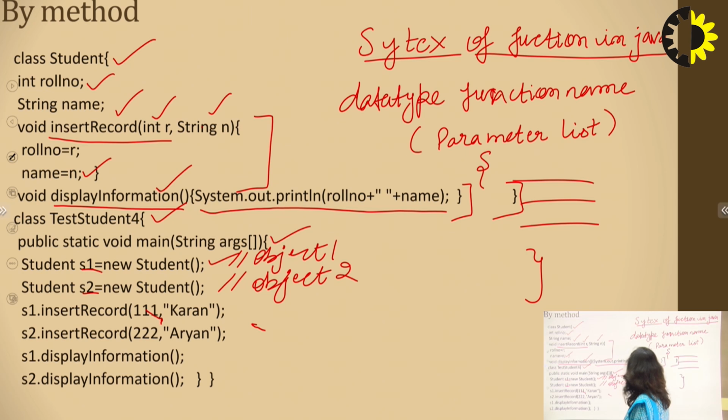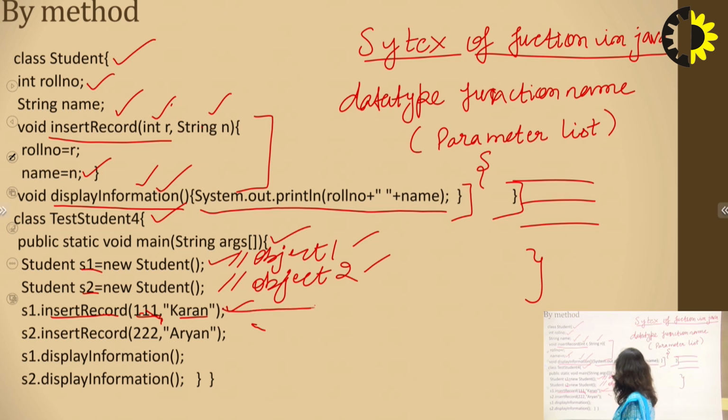And by using object 1 and object 2, now we will invoke our two methods, displayInformation and insertRecord. In the first call, s1.insertRecord will be called, and the values 111 and Karan will be passed to insertRecord. So how can we call a method? With the same idea as we use for a variable: object name dot variable name. Same with the method: object name dot method name, and we pass the parameters 111 and Karan.